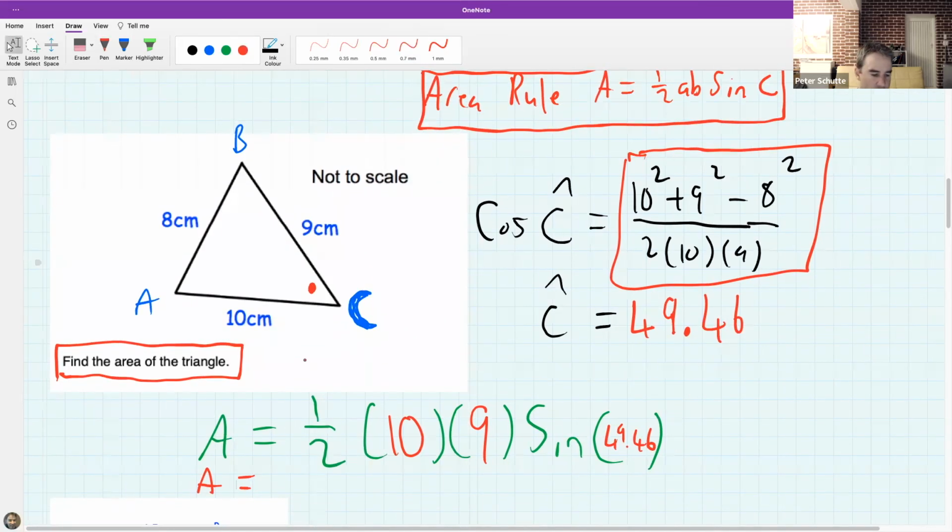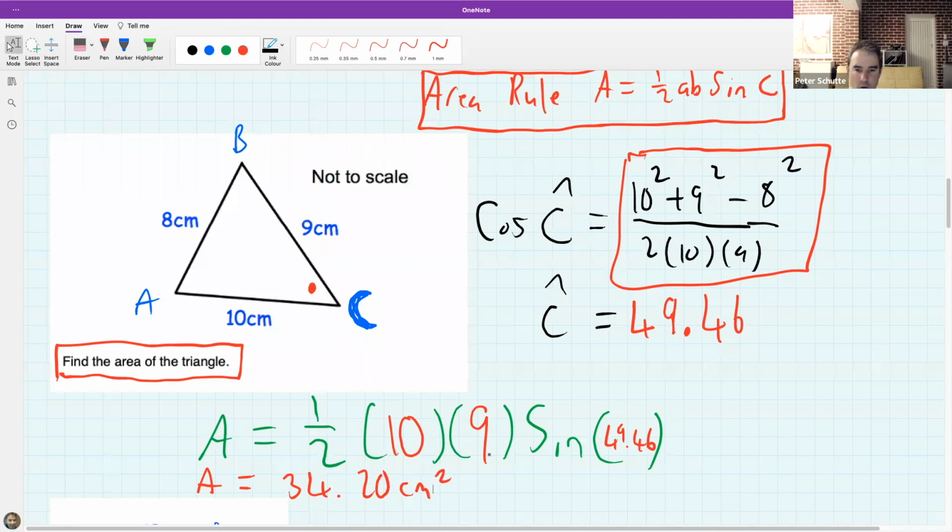So I want to see, what are you guys getting? And if you chose another angle, what's amazing is that if you found another angle and did this, it would still work out. So let's see what I get for my answer. A half times 10 times 9 times the sine. If I use the memory button, it'll be 34.197, which rounds off to 34.2. And that would be centimeters squared.